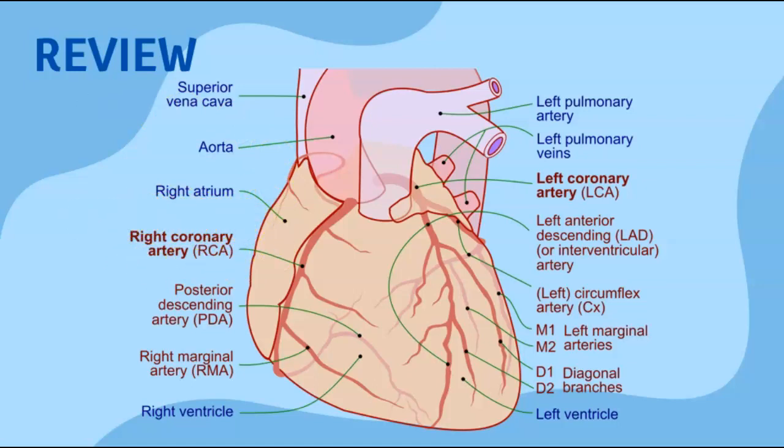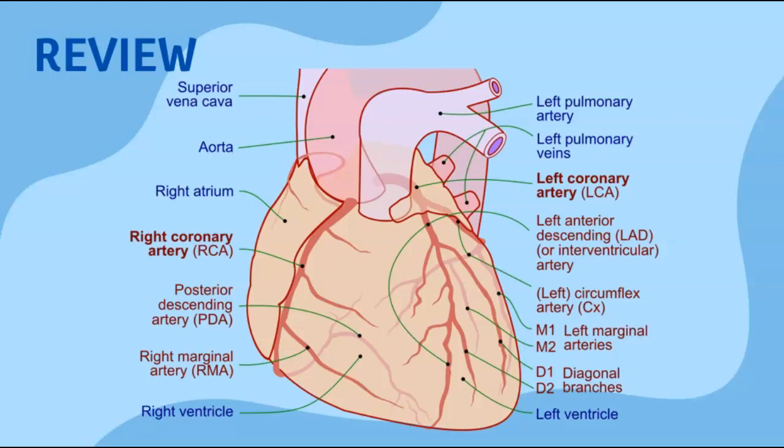The left coronary artery supplies the left ventricle, the left atrium, the septum, and the apex. And it also splits into the left anterior descending and circumflex arteries. And you can see the left coronary artery is here, and it splits into the LAD and the circumflex. Then the blood is returned to the right atrium through a large coronary vein.